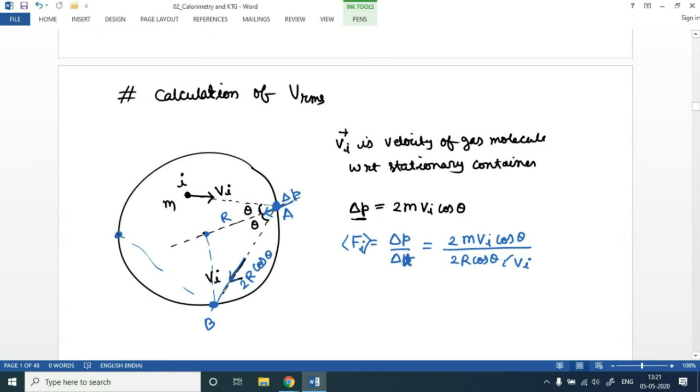And that's a wonderful expression we have got, because the cos theta here would simply cancel, and this 2 will also get cancelled. So we will be left with m vi square upon r over here.